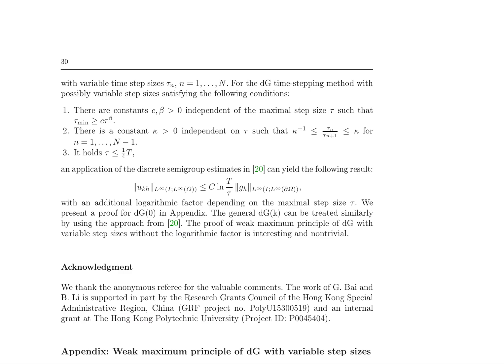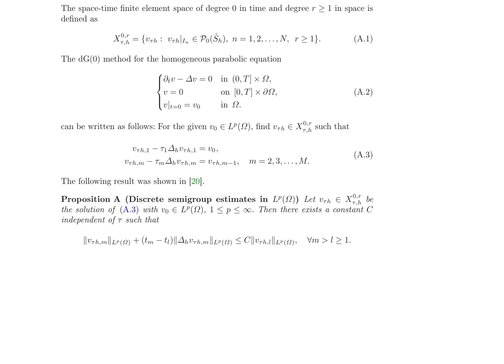Under these conditions, application of the discrete semigroup estimates yields a bound on the L infinity(L infinity(Omega)) norm of the solution, which is proportional to c, ell, T, tau, with an additional logarithmic factor depending on the maximal step size tau. The proof for the DG(0) method is provided in the appendix and can be extended to the general DG(k) method using the approach from reference 20. The discrete semigroup estimates in L^p(Omega) are also presented, stating that there exists a constant c, independent of tau, such that the L^p(Omega) norm of the solution is bounded by the L^p(Omega) norm of the initial condition.